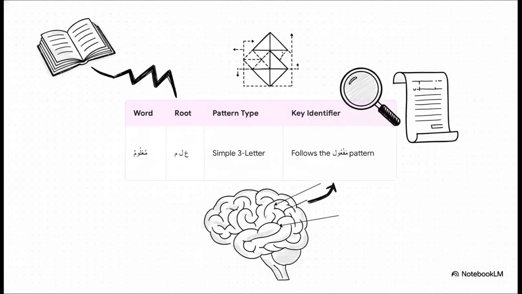Now this one is a classic, a textbook case. The root is ayn lam mim, meaning to know. And you can probably see it right away. It perfectly fits our first blueprint. It's on that maf'ul pattern. So ma'lum doesn't mean a knower, it means known. The provision is something that is known. The pattern tells you everything you need to know.